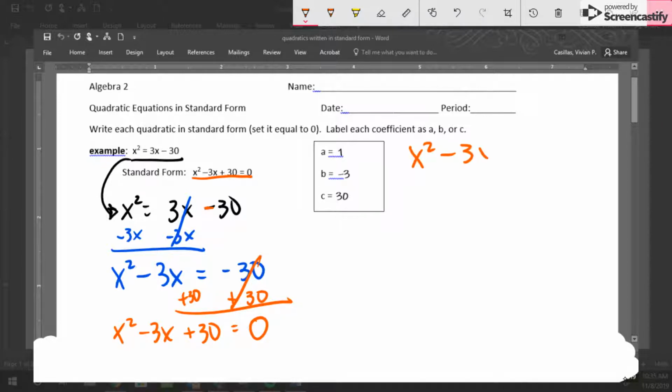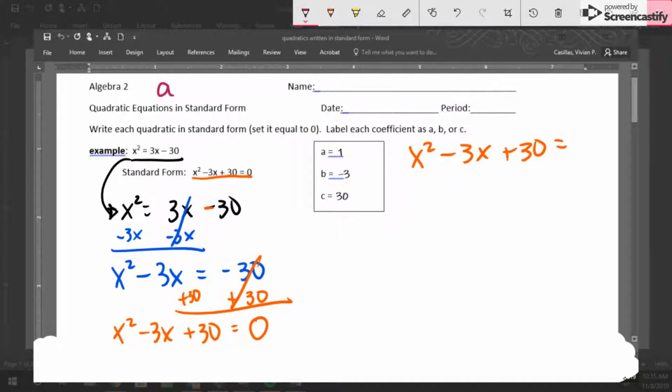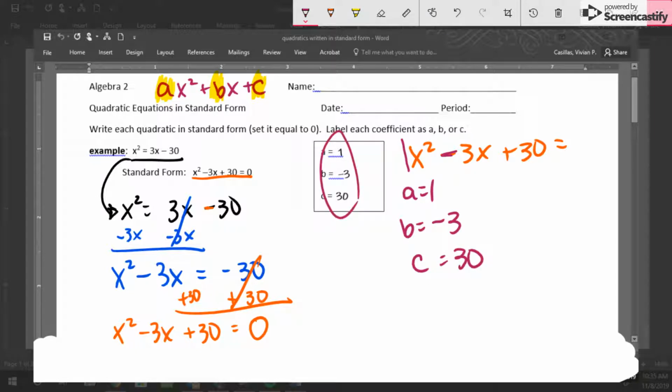The A, B, and C are the numbers that you get from the x squared, the x, and the number that's by itself. A quadratic equation is in the form ax squared plus bx plus c. You would just have to look at the coefficient, the number in front of the letter, or the number that's all by itself at the end, to get the A, the B, and the C. Here, the A is an invisible 1. For B, it is not a 3, it's a negative 3. And C is 30, which is what I have already written here.